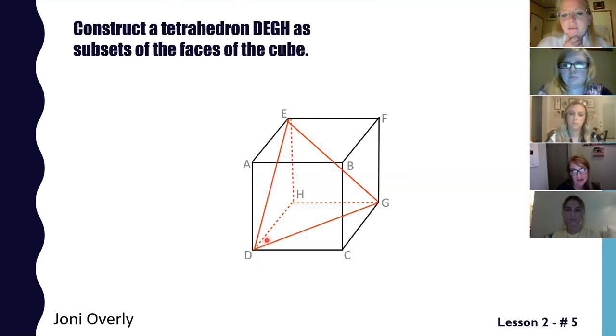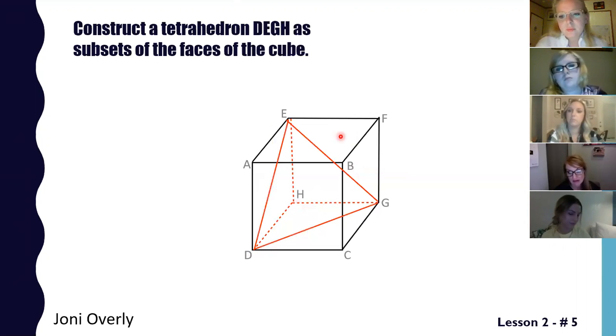Hey, Joni, I have a question. When you place your tetrahedron in the cube, does it not touch any faces? Like it's not face to face? Hang on. Well, I'm not really sure. It's going to have 4 triangular faces, depending on how you position it inside the cube. It's going to have 4 triangular faces and 6 straight edges.